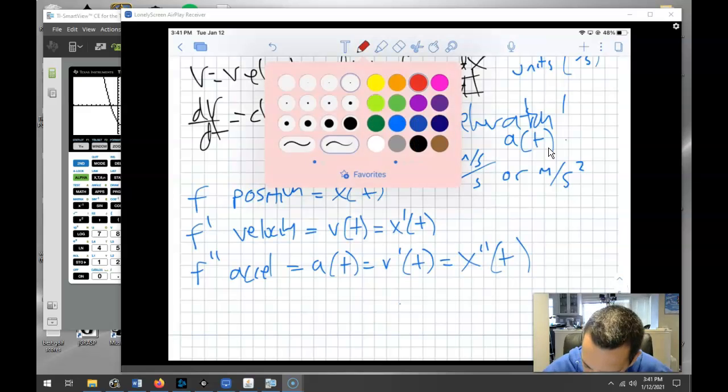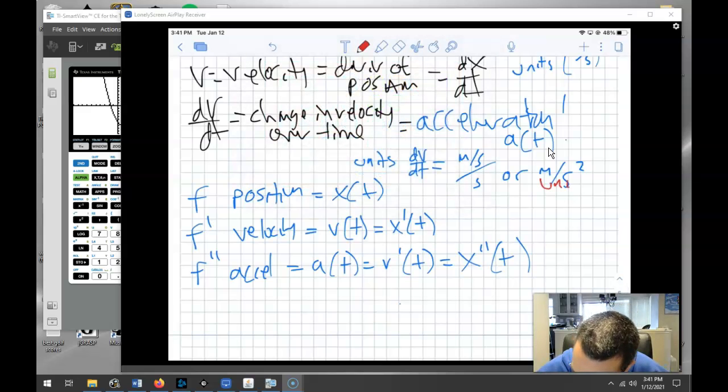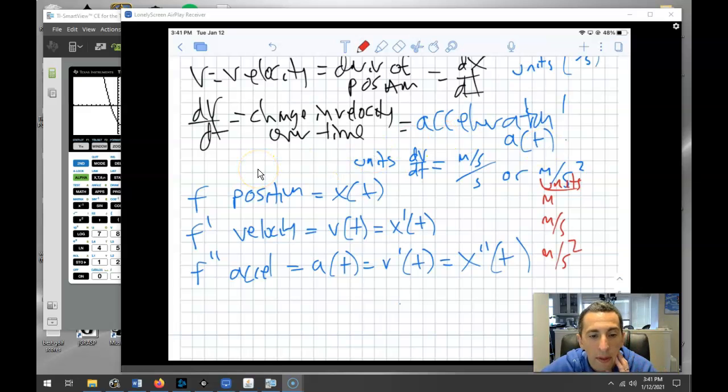Again, if we want to think about these three quantities in terms of units, the units of position would be meters, velocity is meters per second, and acceleration would be meters per second squared, or feet per hour, miles per hour squared, something like that. The distance over a time is the key measurement there. Okay, so let's talk about what this means.